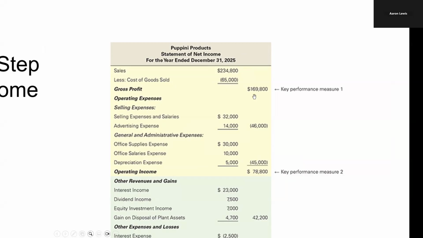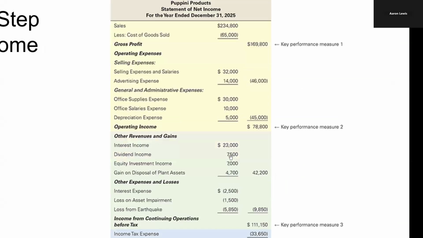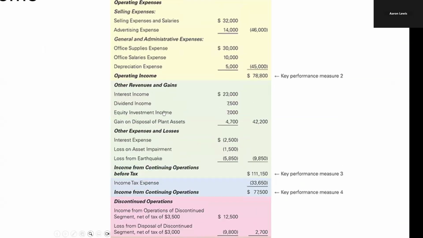As we can see, this company, which made $169,800 in markup off its products, turned around and spent, sorry, $46,000 on selling costs, $45,000 on G&A costs. After they've accounted for all of the regular permanent costs of their operations, Papini Products' operating income is $78,800. And then underneath that, they've got some elements over here which aren't core to their operations and might be transitory in nature.